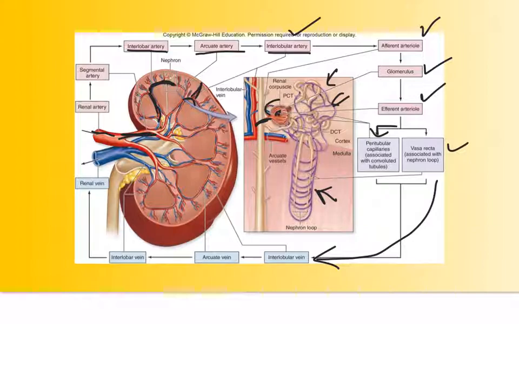So we're going to go back through the interlobular veins, to the arcuate vein, to the interlobar vein, and to the renal vein. That's going to go back to the inferior vena cava and take the blood back to your heart. But this picture, I think, helps because it's a good picture.